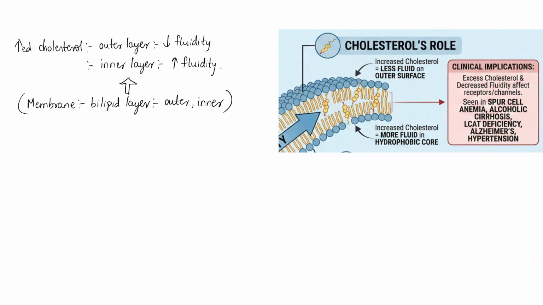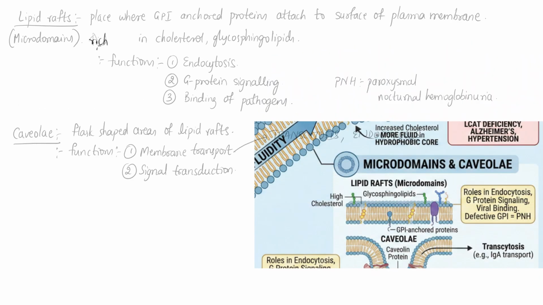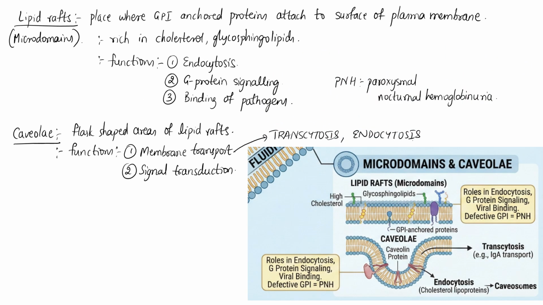Then coming to the next one, that is microdomains and caveolae. What are microdomains? We already learned in the earlier part of the video about GPI anchored proteins. Wherever these GPI anchored proteins are bound to the surface of the plasma membrane, those areas are called lipid rafts or microdomains. Basically, these microdomain areas are rich in cholesterol and glycosphingolipids.